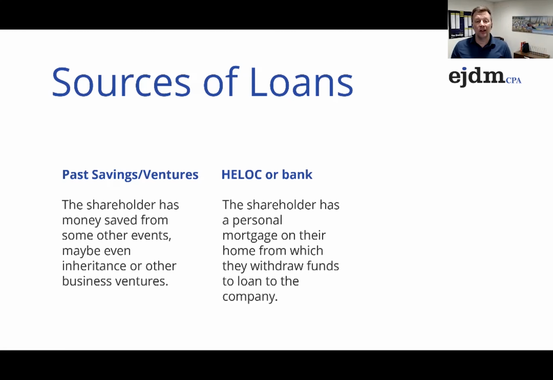Second one is typically their personal lending. So some people will pull money from their HELOC, which is an equity line of credit against their house that they own personally. And so most of us, many people have a personal mortgage.